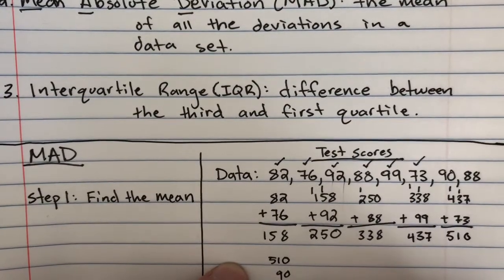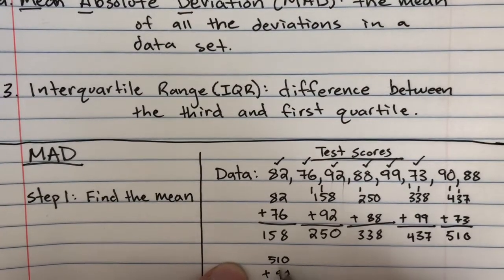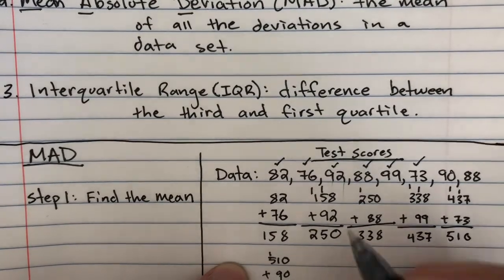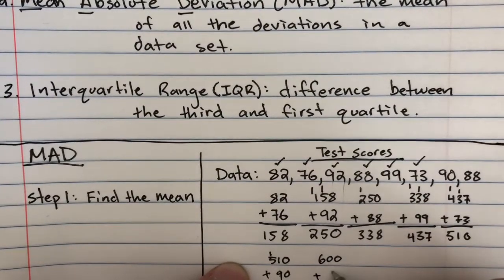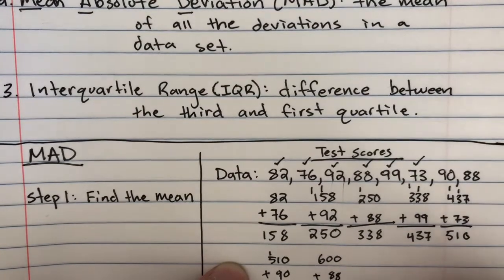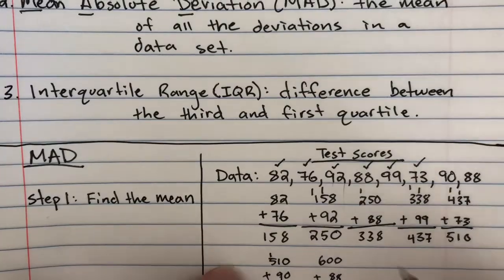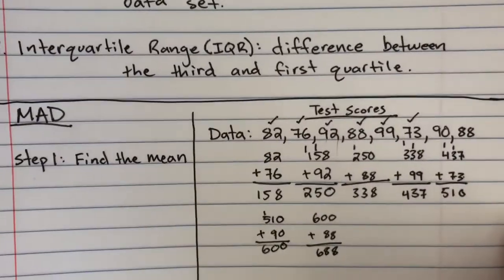So I get zeros. 0 plus 0 is 0. 9 plus 1 is 10. Carry the 1. 5 plus 1 is 6. And then I have 600 plus 88. And 8 plus 0 is 8. 8 plus 0 is 8. Bring down my 6. I've got 688. Whoops, you can't see that.